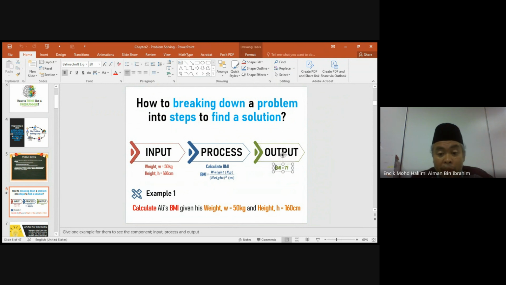Then to get the BMI, we must do some calculation. We must use the formula, for example, weight divided by height to the power of 2. That is how you can get the BMI. So that one is very basic, right? Very straightforward. But if you are given a more complicated one, you should try to break it into smaller parts so that you can solve them one by one.